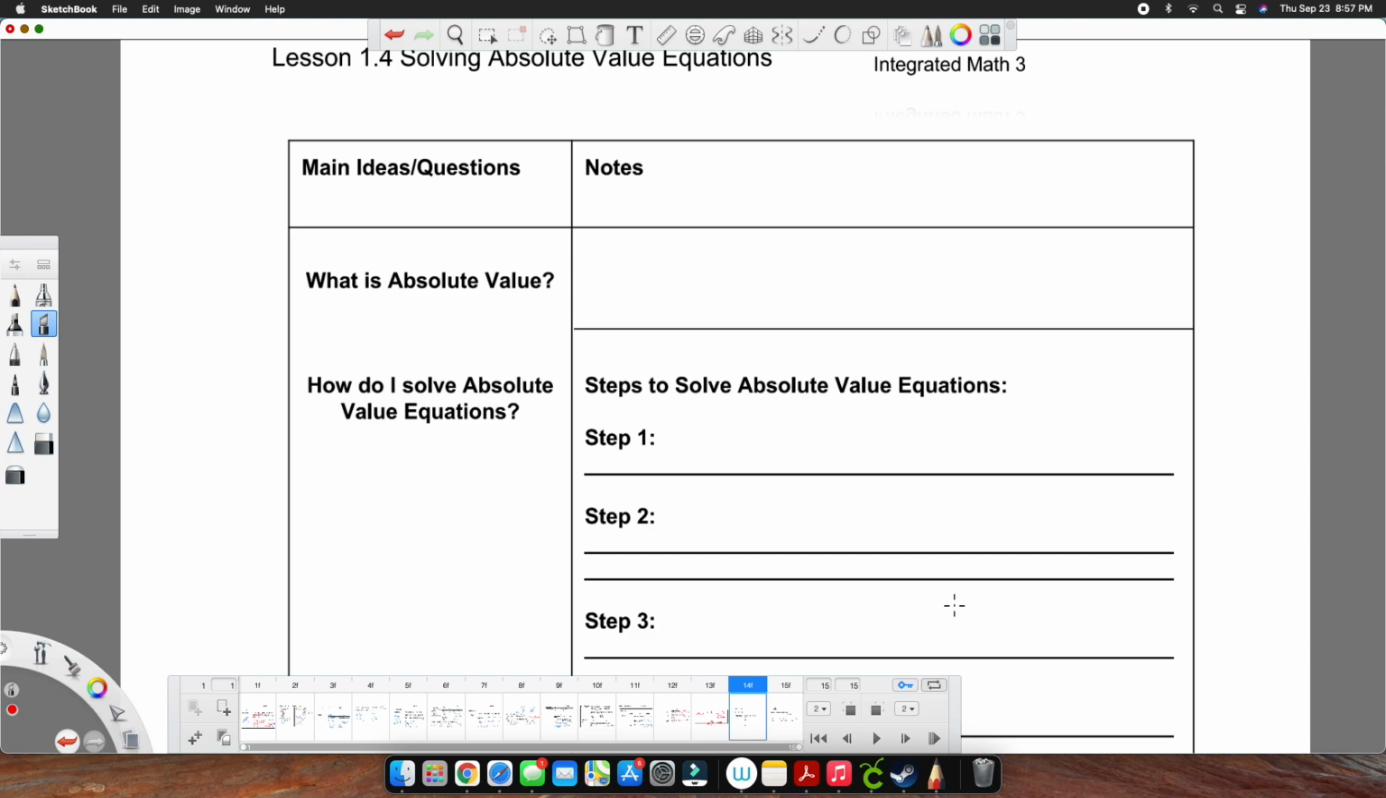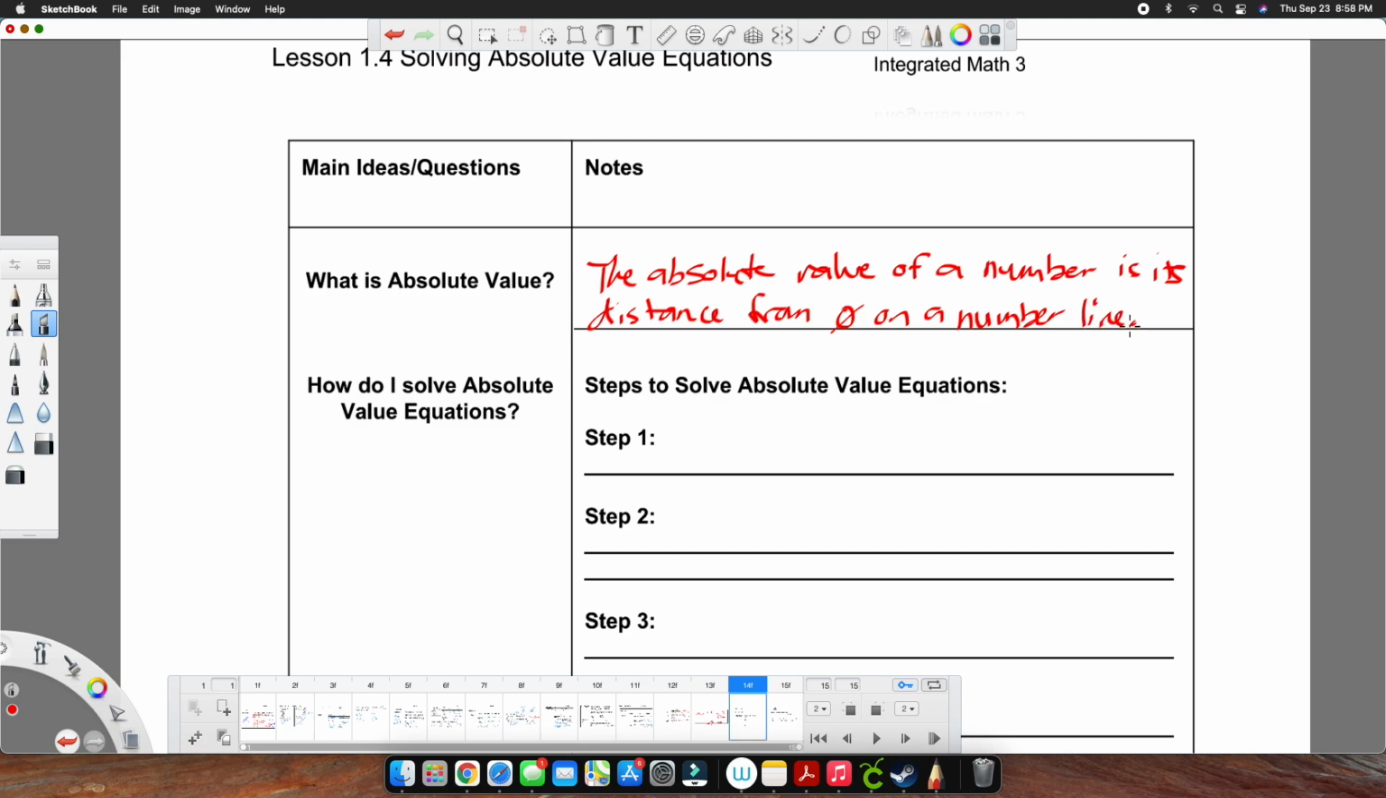So we're just going to define the absolute value. The absolute value of a number is its distance from 0 on a number line.